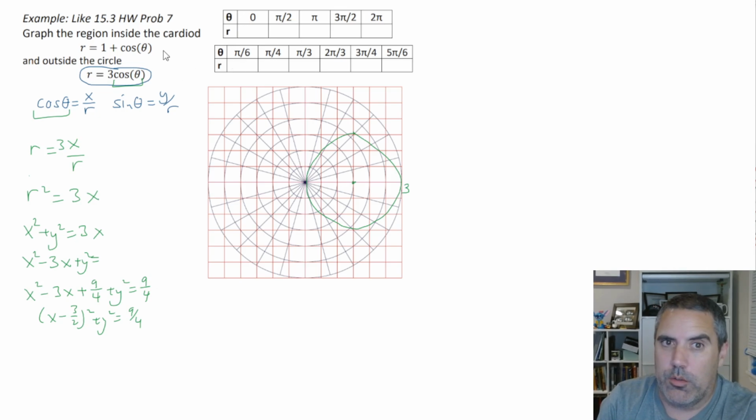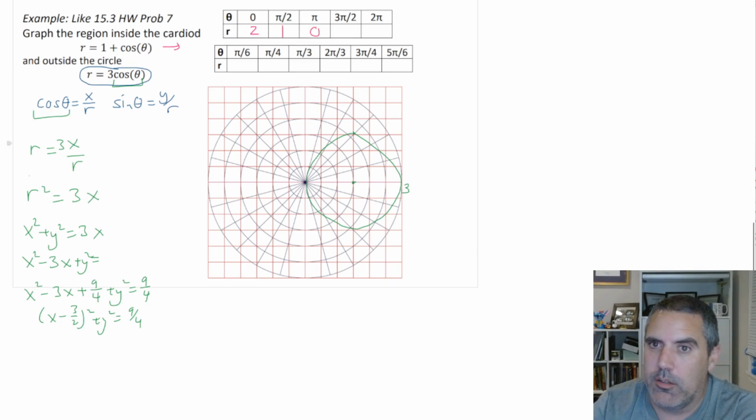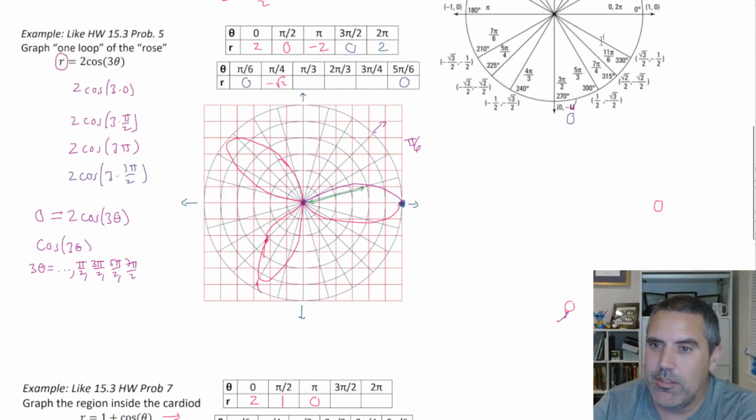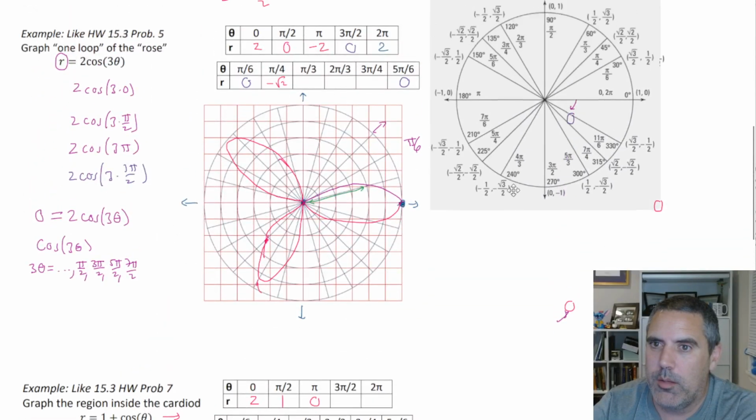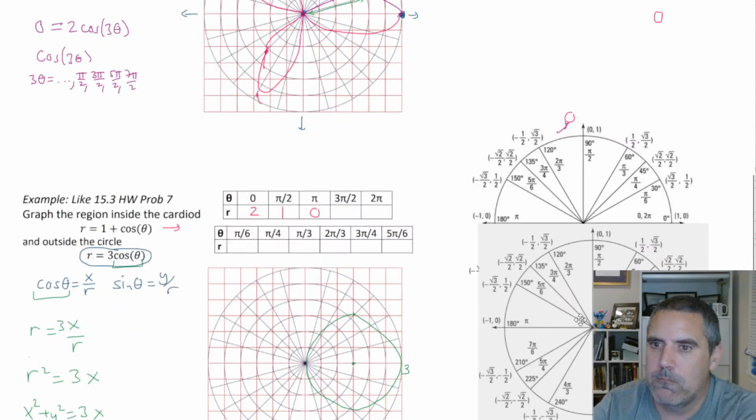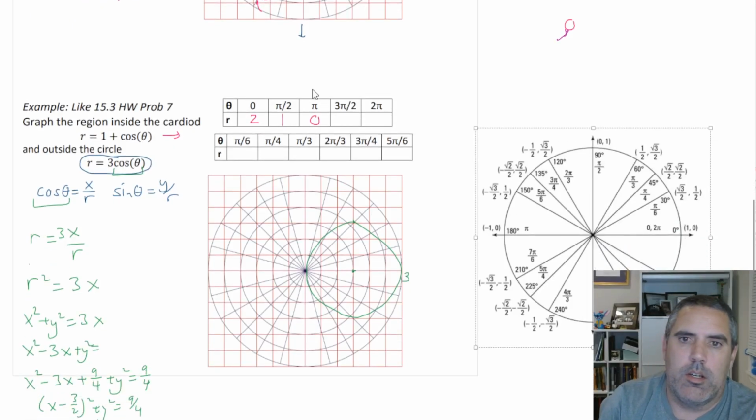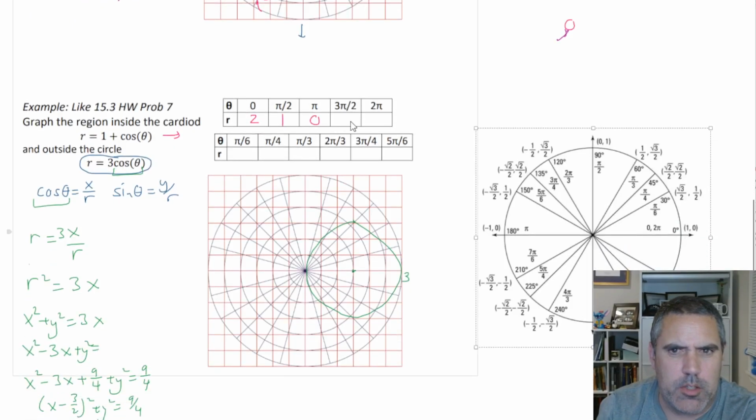Then we have this cardioid. So let's plot some points. When you plug in a 0, cosine of 0 is 1, so this is 2. When you plug in a pi over 2, cosine of pi over 2 is 0, so this is a 1. You plug in a pi, cosine of pi is -1, so you get a 0. See how you really need to know some values here. If you don't know them, you bring your unit circle along. 3 pi over 2, the value is 0, so you get a 1, and then it repeats.